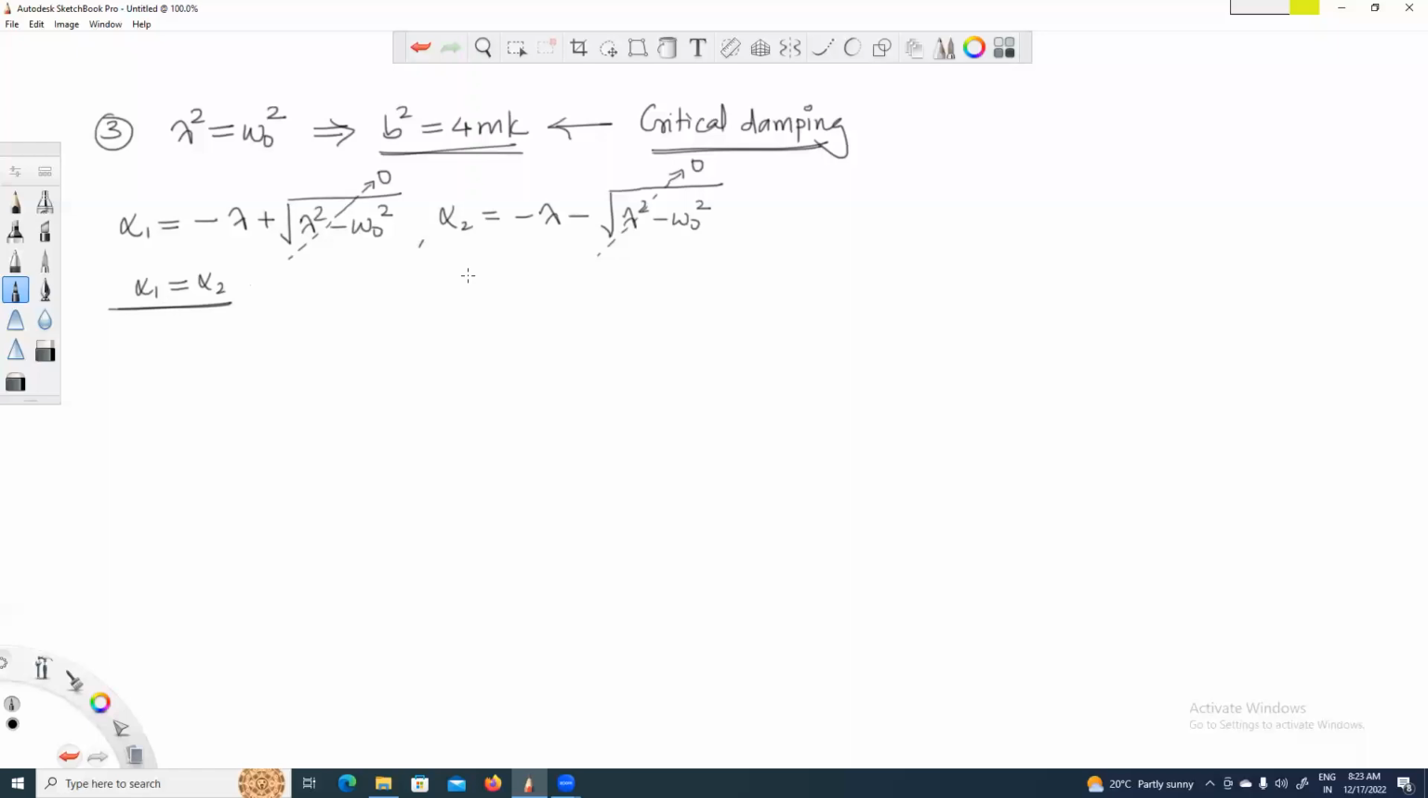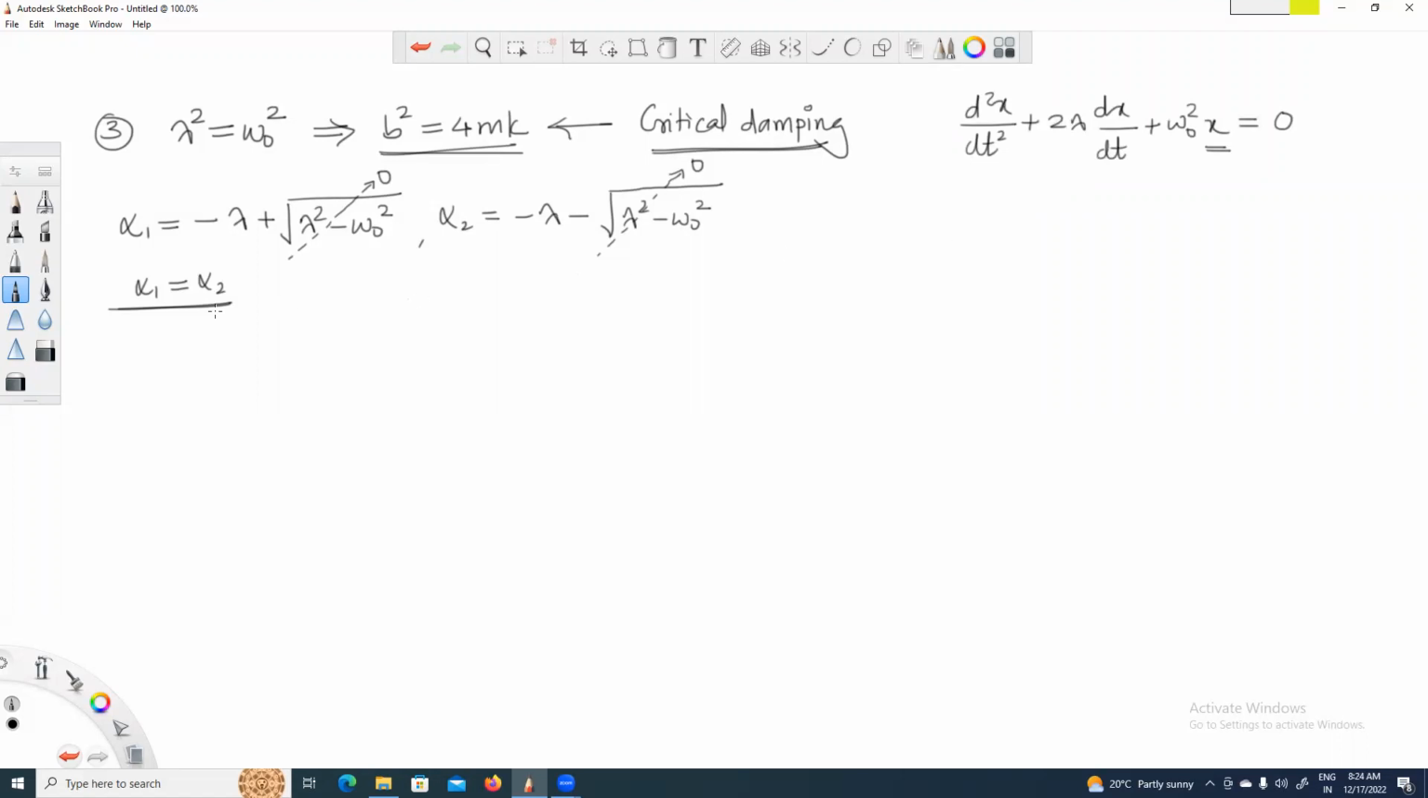But remember the differential equation from where you started. It is d2x over dt square plus 2 lambda times dx by dt plus omega naught square x, and this is equal to 0. I might have forgotten this x somewhere, but remember this differential equation: d2x upon dt square plus 2 times lambda times dx by dt plus omega naught square x is equal to 0.